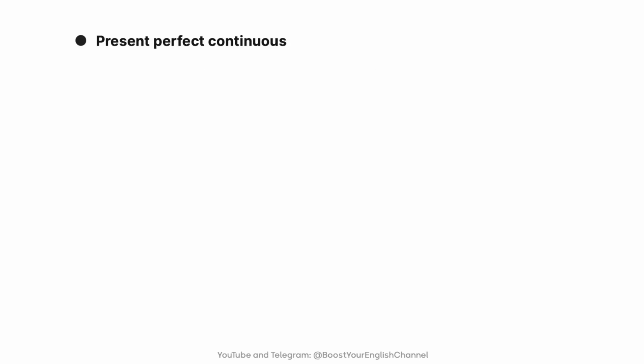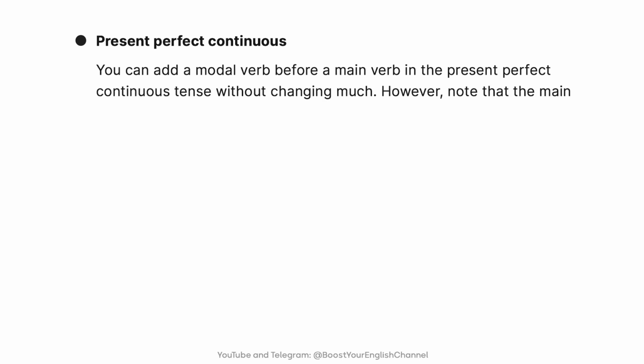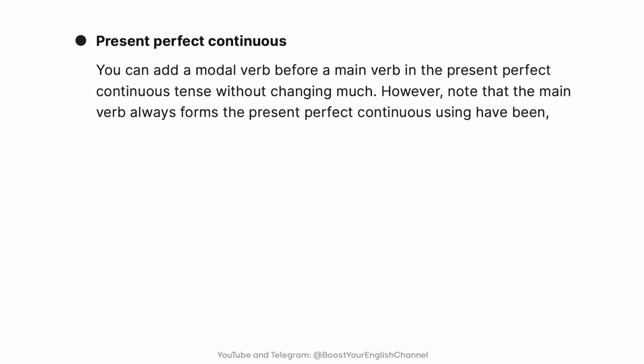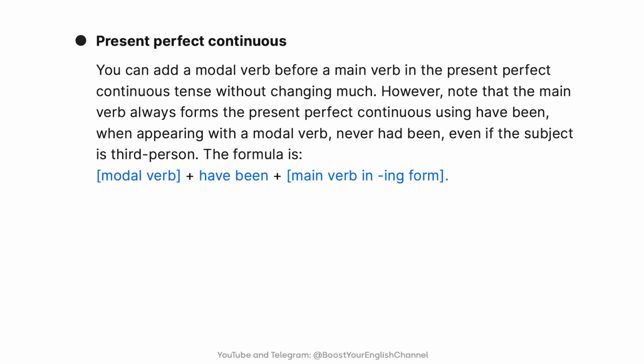Present perfect continuous. You can add a modal verb before a main verb in the present perfect continuous tense without changing much. However, note that the main verb always forms the present perfect continuous using have been when appearing with a modal verb, never had been, even if the subject is third person. The formula is modal verb plus have been plus main verb in ing form. She must have been sleeping.